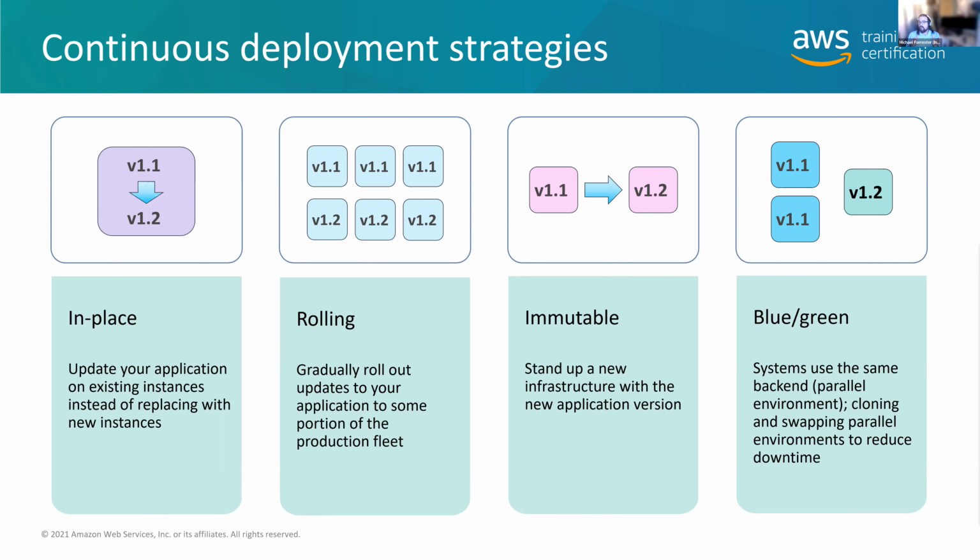Immutable and blue-green are the ones where the costing goes up a little bit more because you're adding additional infrastructure. With immutable, you're only adding like 1 or 2 systems at a time. With blue-green, you're replicating the entire environment. So remember those distinctions. Immutable and blue-green are more expensive. Rolling and in place are cheaper. Rolling and in place have more risk. Immutable and blue-green have less risk.